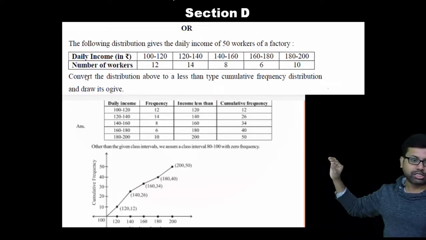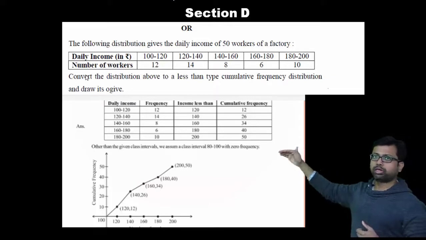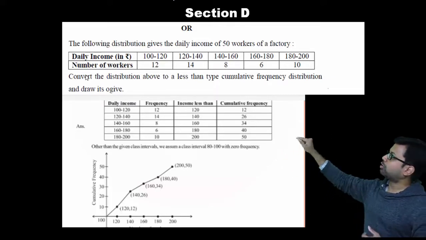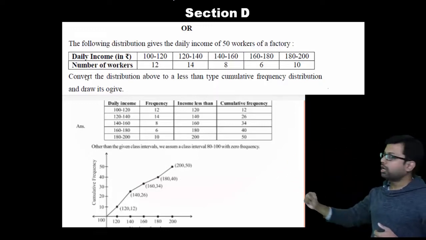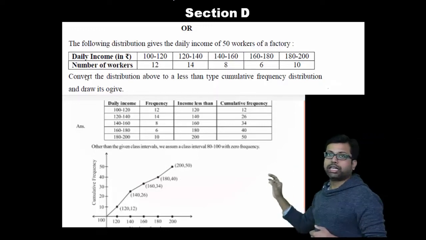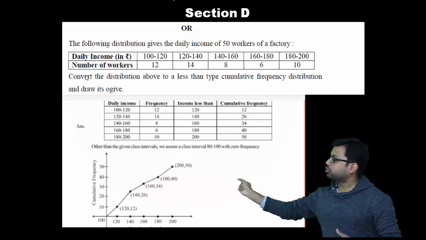Similarly, you take all the 5 points. The third point is 160, 34. Similarly, the fourth one, and the fifth one. So you plot all those 5 points. With a free hand, you join all these points. You do not leave it just like that. This point that you see, 120, 12, you take it and join it to the origin.